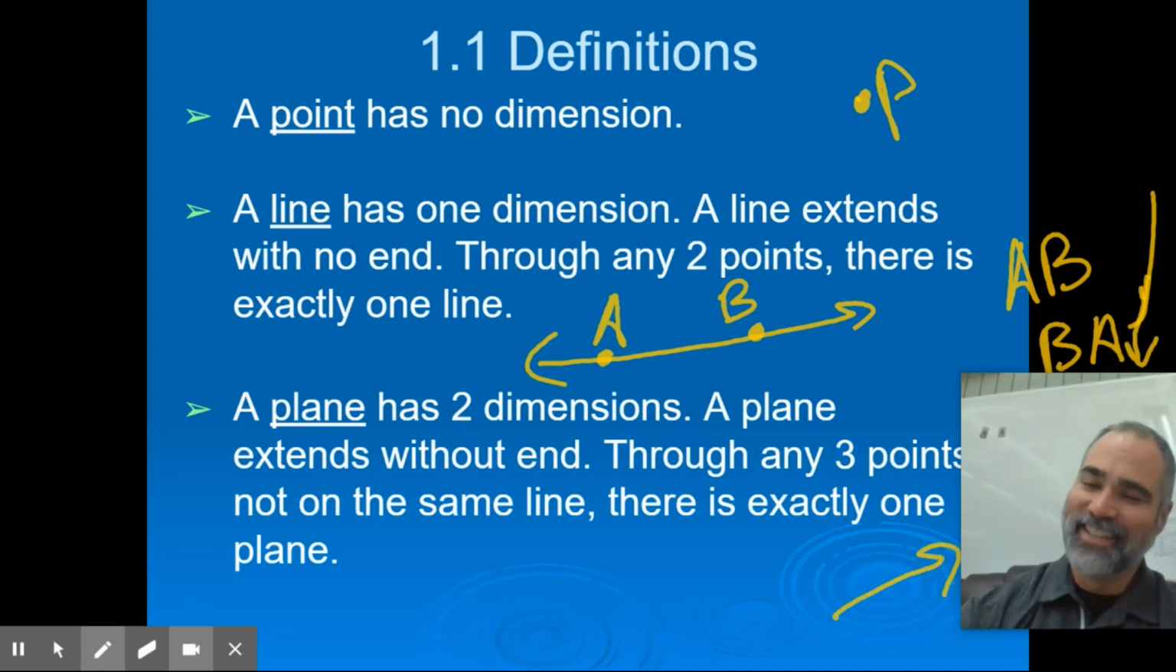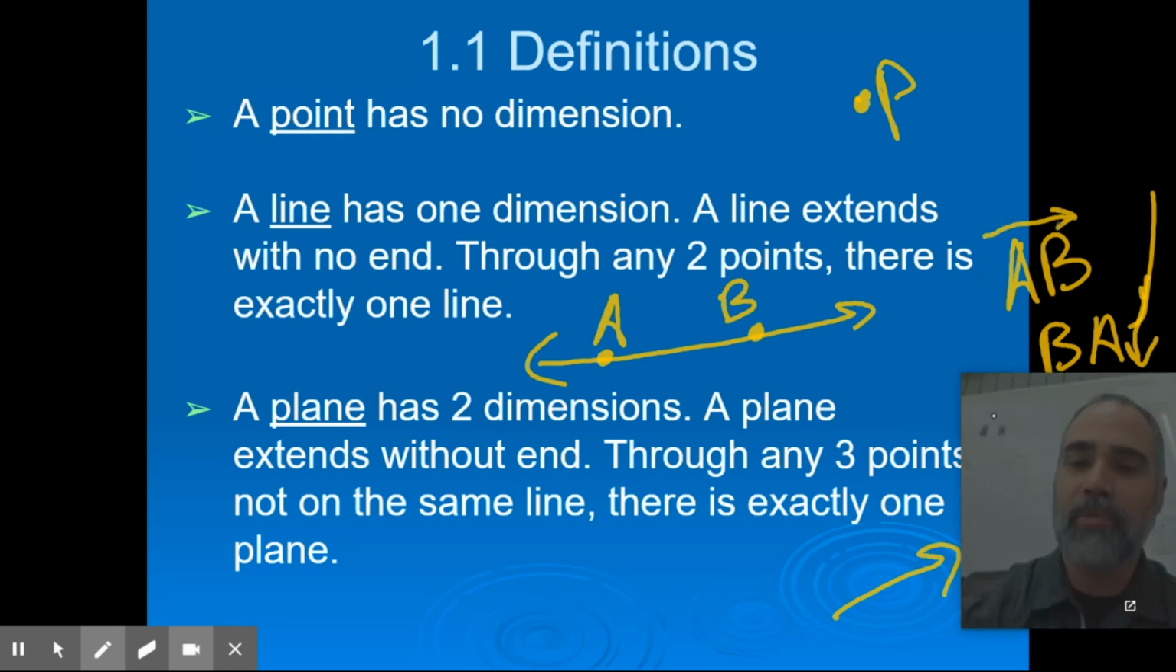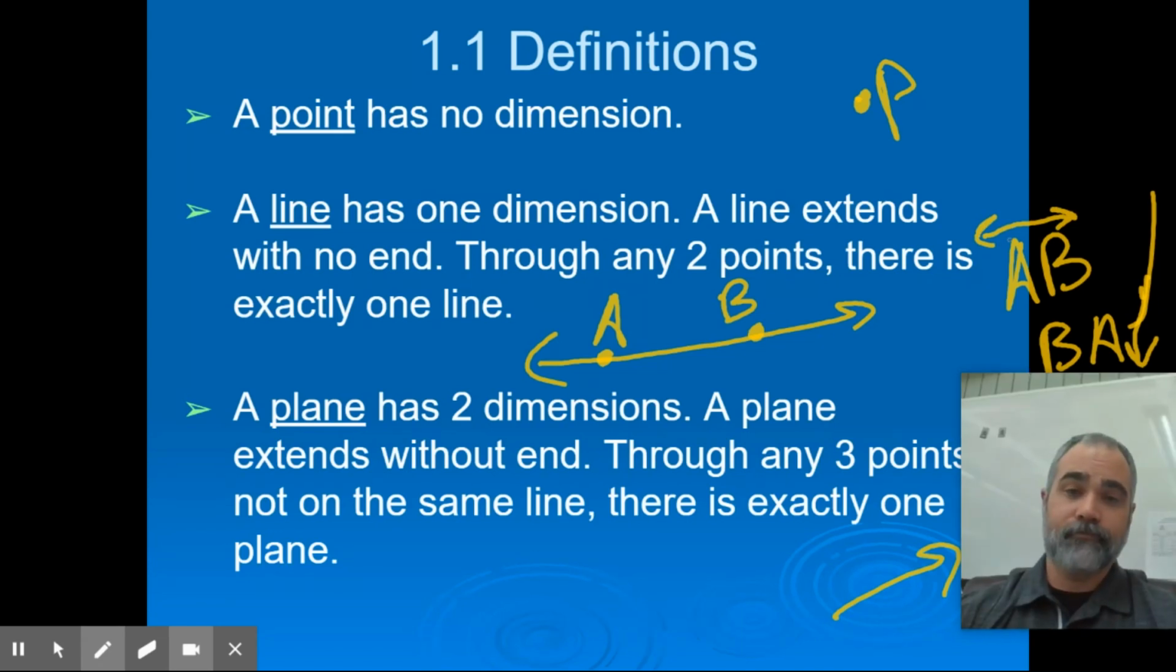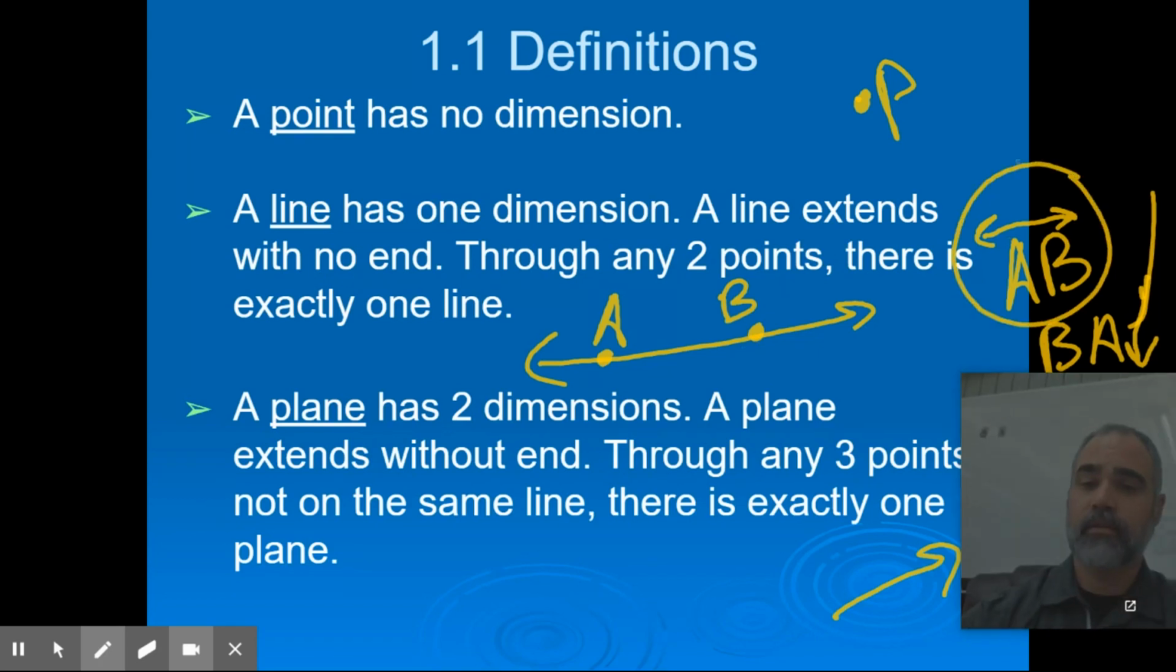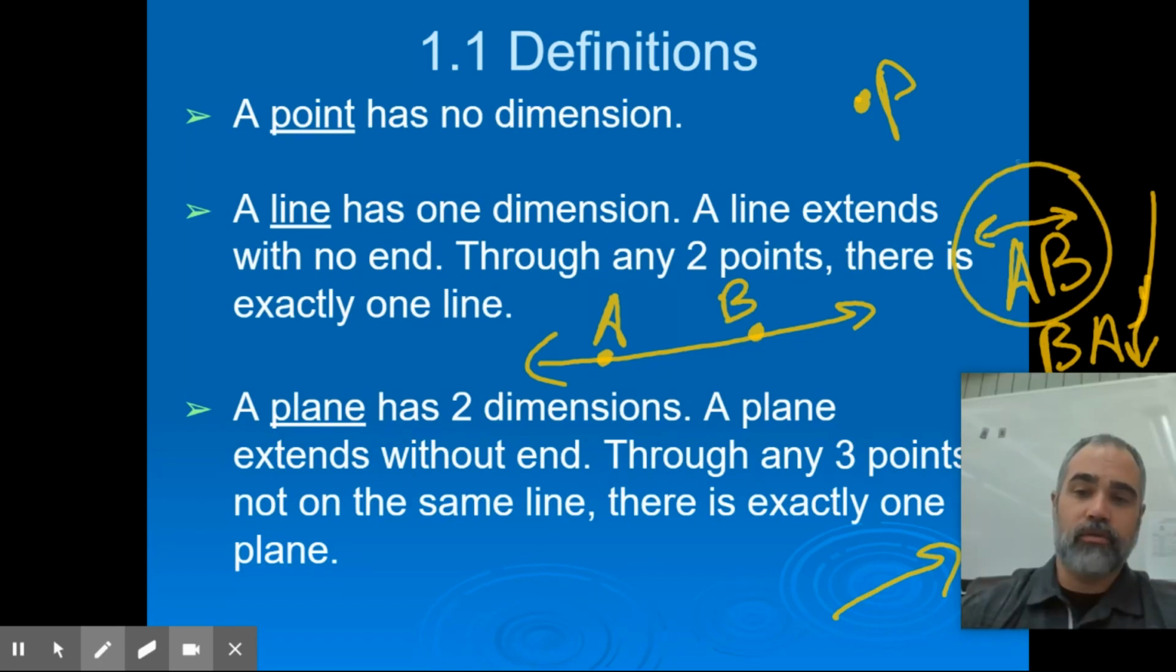But if you want to do the line, you write the 2 letters, and then you put an arrow above with the 2 arrows right there. Okay, and that's how we represent that. So 2 letters on the line with the arrow above them with the 2 arrows right there.